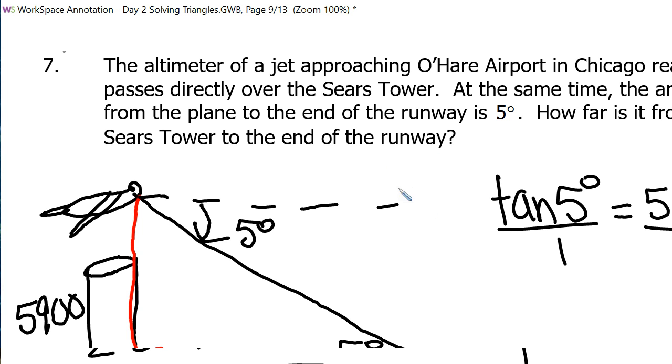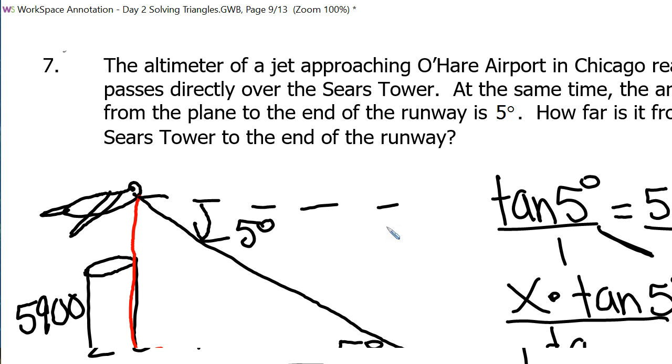And again, you can change this to a proportion or just multiply both sides by x, it's the same thing. So this would be x times the tangent of 5 degrees is equal to 5,900. And the opposite of multiplying by tangent of 5 degrees is to divide both sides by tangent of 5 degrees. And a side length is going to be rounded to the nearest tenth. So what would that side length be to the nearest tenth? 67,437.